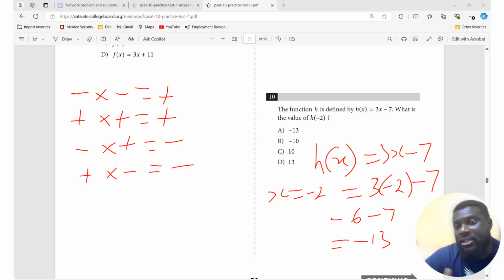So this is going to bring us to the end of all the 10 questions for PSAT for grade 10. More of these questions will be solved also.